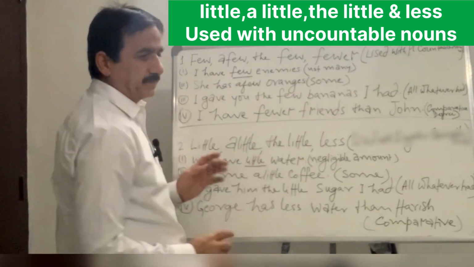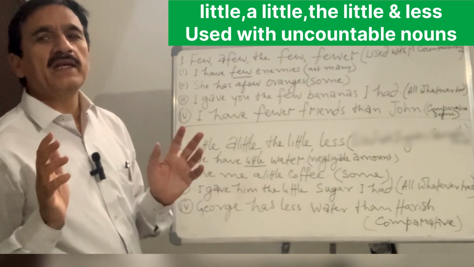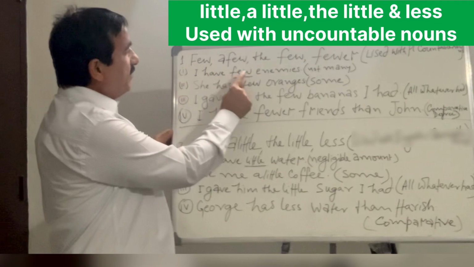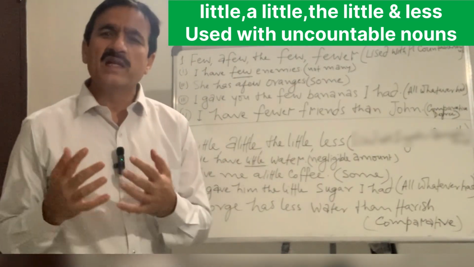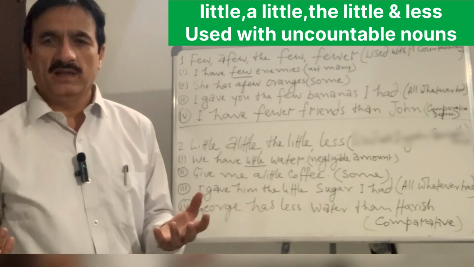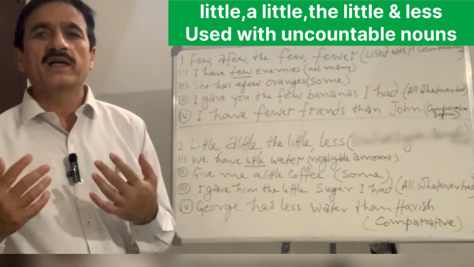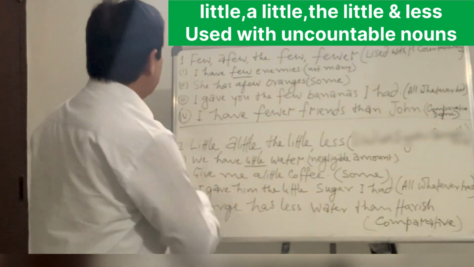Now look at examples. Few means what? Not many. Almost negligible. So I have few enemies means मेरे न के बराबर शत्रु हैं. मेरा कोई शत्रु ऑलमोस्ट नहीं है, न के बराबर. Negligible, not many, बहुत कम, न के बराबर.